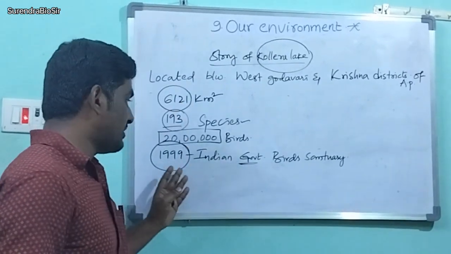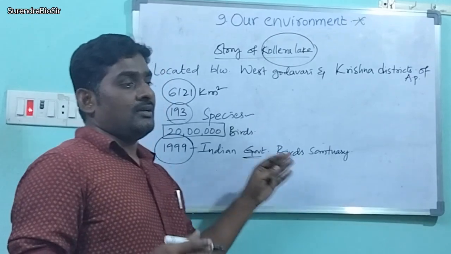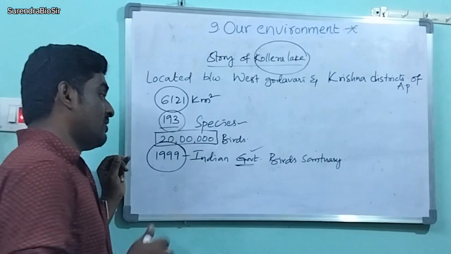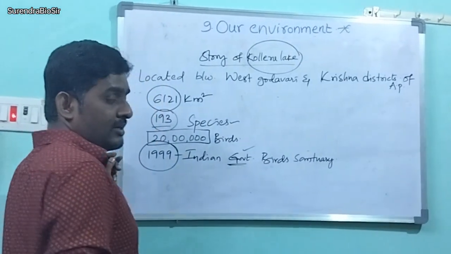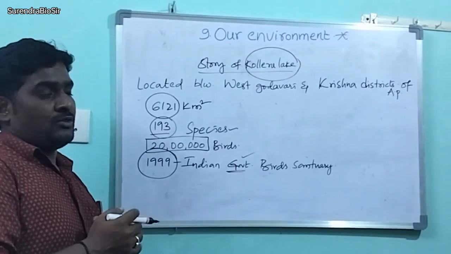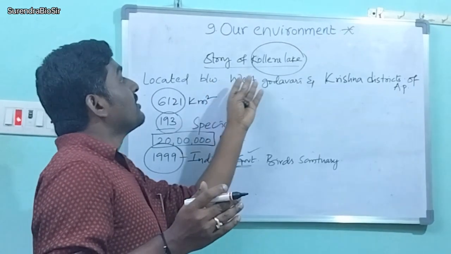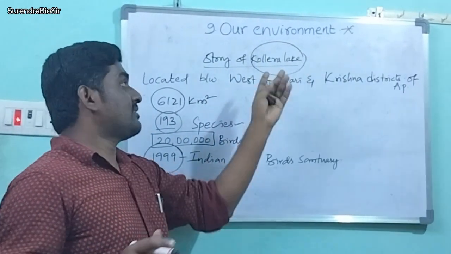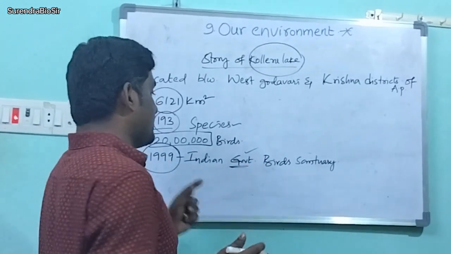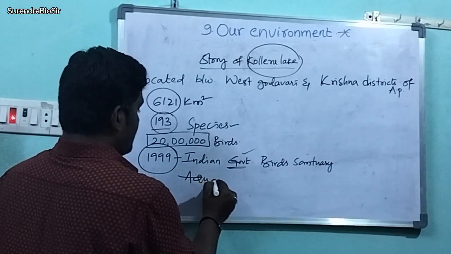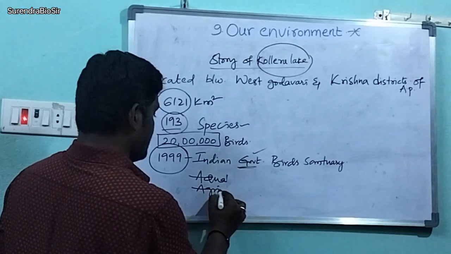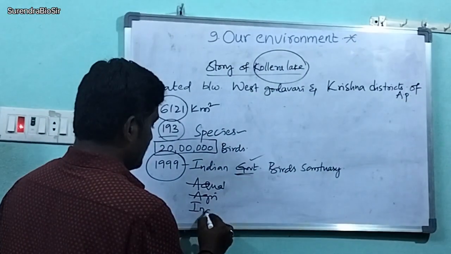The Indian government declared it a bird sanctuary. But here, what happened? Whenever it was declared a government asset, all the farmers nearby the Kolleru lake started occupying it. Because of that, the size of the Kolleru lake decreased, because of human activities only. They started aquaculture practice there, and also agriculture practices, and also set up some industries.